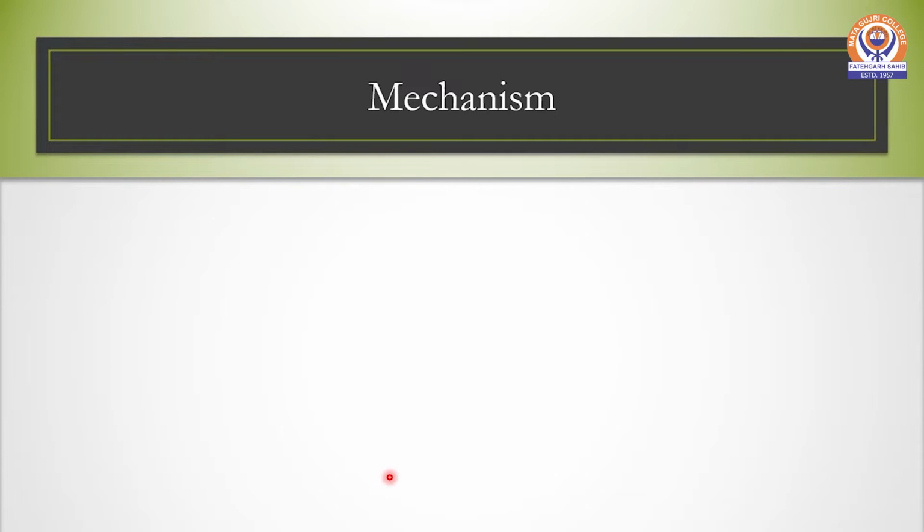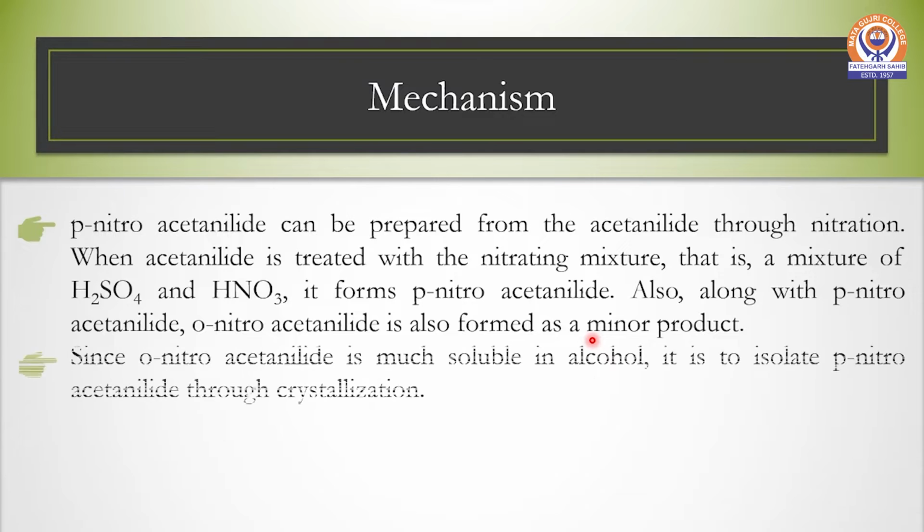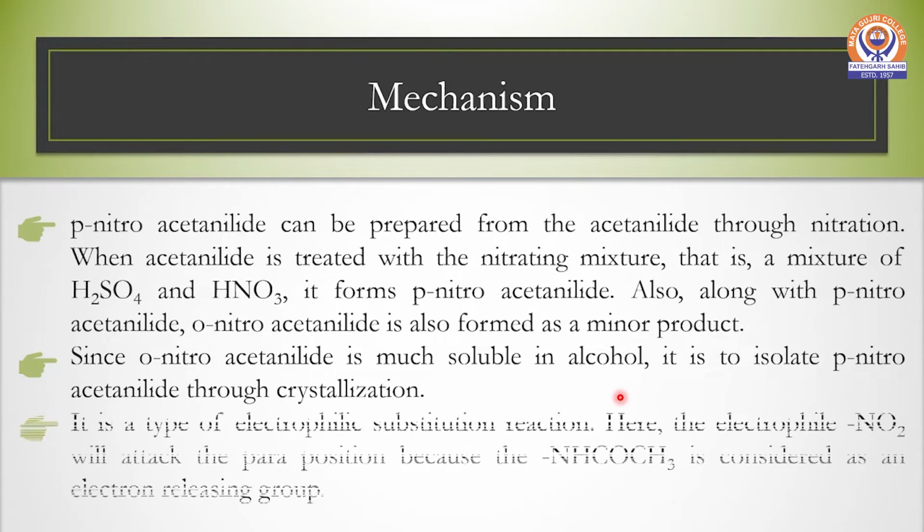The mechanism of this nitration reaction is that para-nitroacetanilide is prepared through a nitration reaction. When it is treated with nitrating mixture, we are going to get a mixture of para-nitro and orthonitroacetanilide, and the orthonitroacetanilide is formed as the minor product. Since orthonitroacetanilide is much more soluble in alcohol, para-nitroacetanilide can be separated through crystallization.